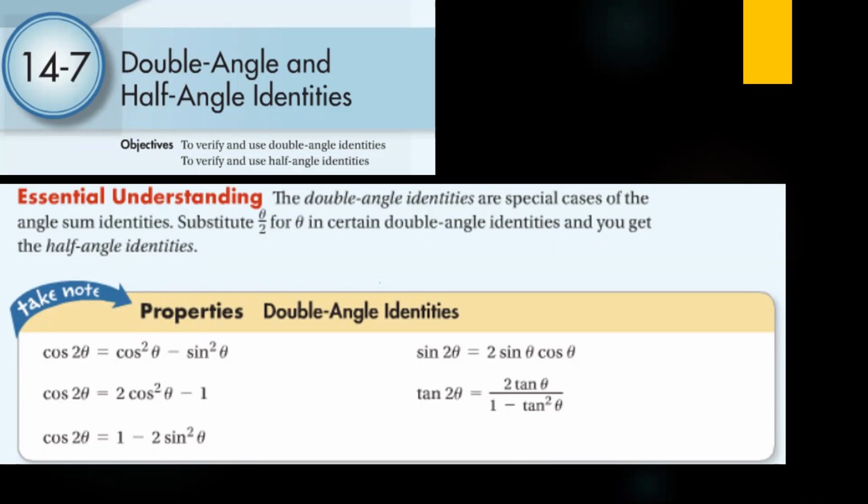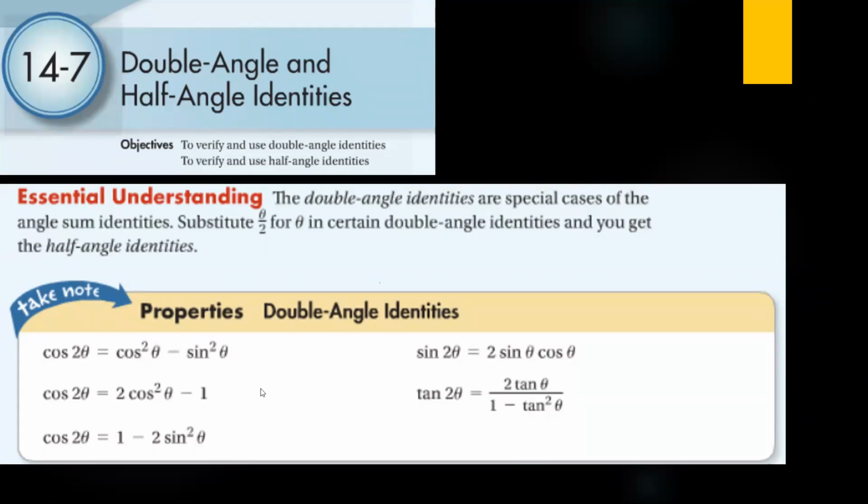Now, in the previous lesson, we talked about the angle sum identities and the angle difference identities. So the double angle and the half angle are special cases from them. Let's start now with the double angle identities, and they are very, very important. You will use them in calculus next year, inshallah, and you will use them this year.